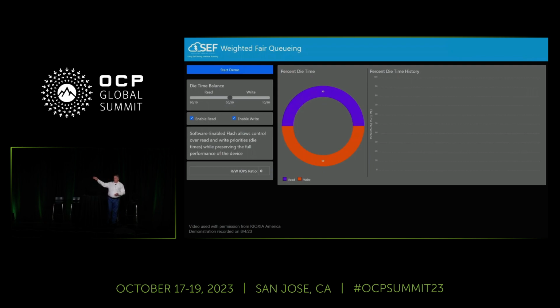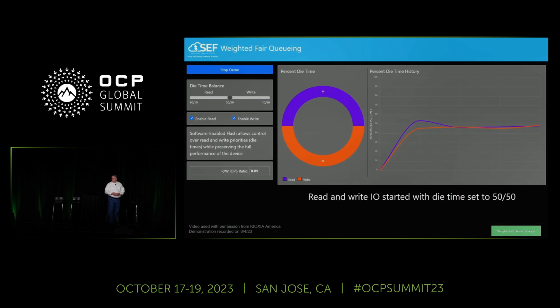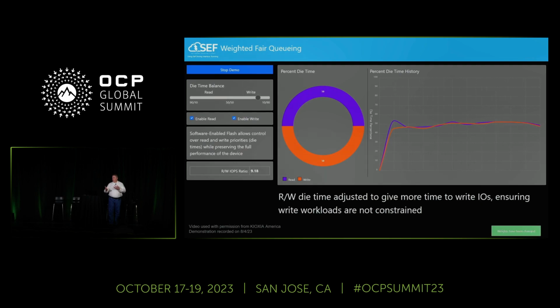So you can see the setup here. Again, reads in blue, writes in red. The die time balance is set at 50-50. And we kick off the workload. And we're running a pretty equal set of weights and percentages. So the reads and writes are handled and managed equally. Then I go in and I give more priority to writes. And you can see instantly the write IO capability goes up while reads are pushed down a little bit.